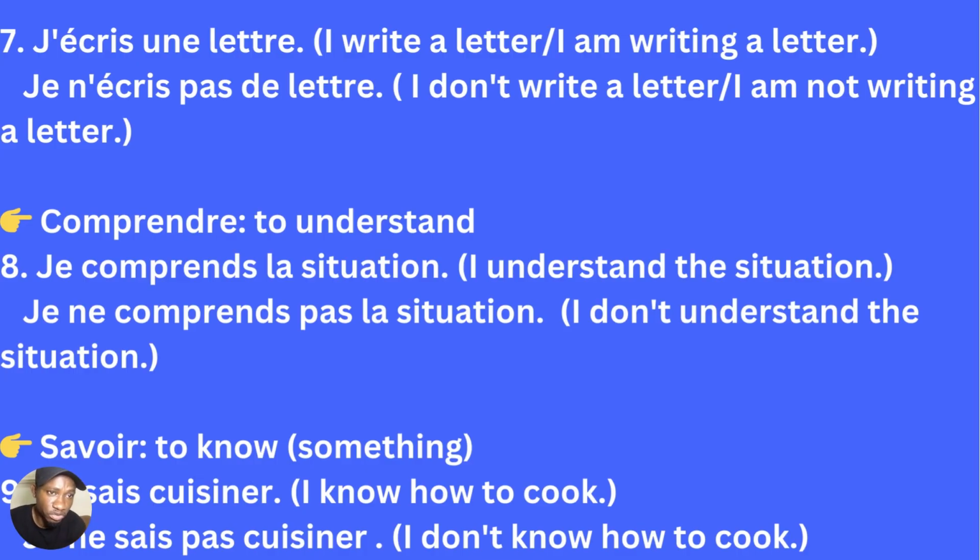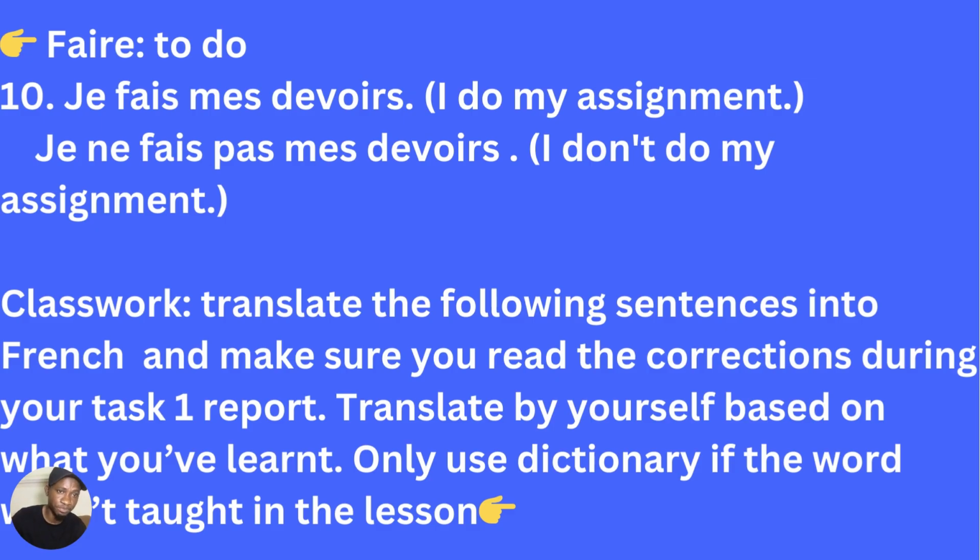How do you say I don't know how to cook? You can now say je ne sais pas cuisiner. I don't know how to cook. Je sais nager, I know how to swim. Je ne sais pas nager, I don't know how to swim. Je sais chanter, I know how to sing. Je ne sais pas chanter, I don't know how to sing. You see that now? Faire, which means to do. Je fais mes devoirs. I'm doing my assignment, or I do my assignment. Je ne fais pas mes devoirs means I'm not doing my assignment, or I don't do my assignments.